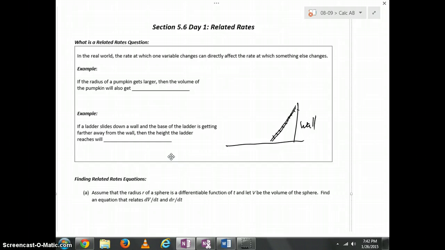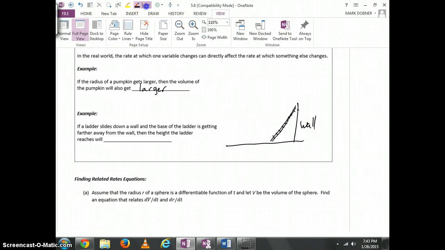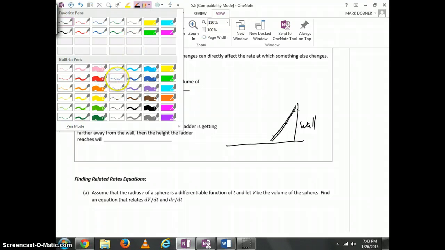perhaps this pumpkin is growing and the rate of growth might be very small. But regardless, the radius of the pumpkin gets larger. We would expect that the volume of the pumpkin will also get larger. Another example, if a ladder slides down a wall and the base of the ladder is getting farther away from the wall. Well, I've drawn in a little bit of a picture off to the side here.